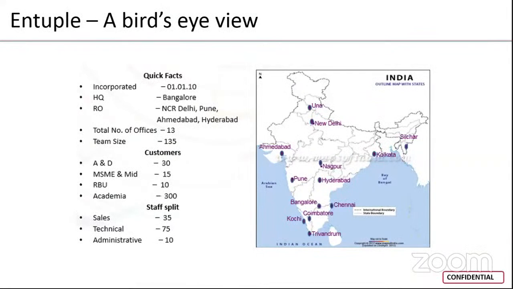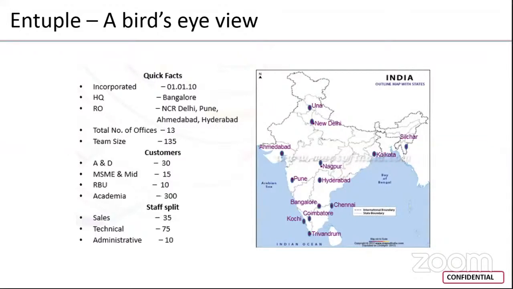Quick facts about NTFL. We were incorporated on January 1st, 2010, and we are a 10-year-old company headquartered at Bangalore. Along with that, we have regional offices at Delhi, Pune, Ahmedabad, and Hyderabad. The total number of offices is 13, and the overall team size is around 150. Here it is mentioned as 135. Most of our customers are academicians, and we also work on research and development and public sector companies like DRDO, BHEL, BEL, etc.